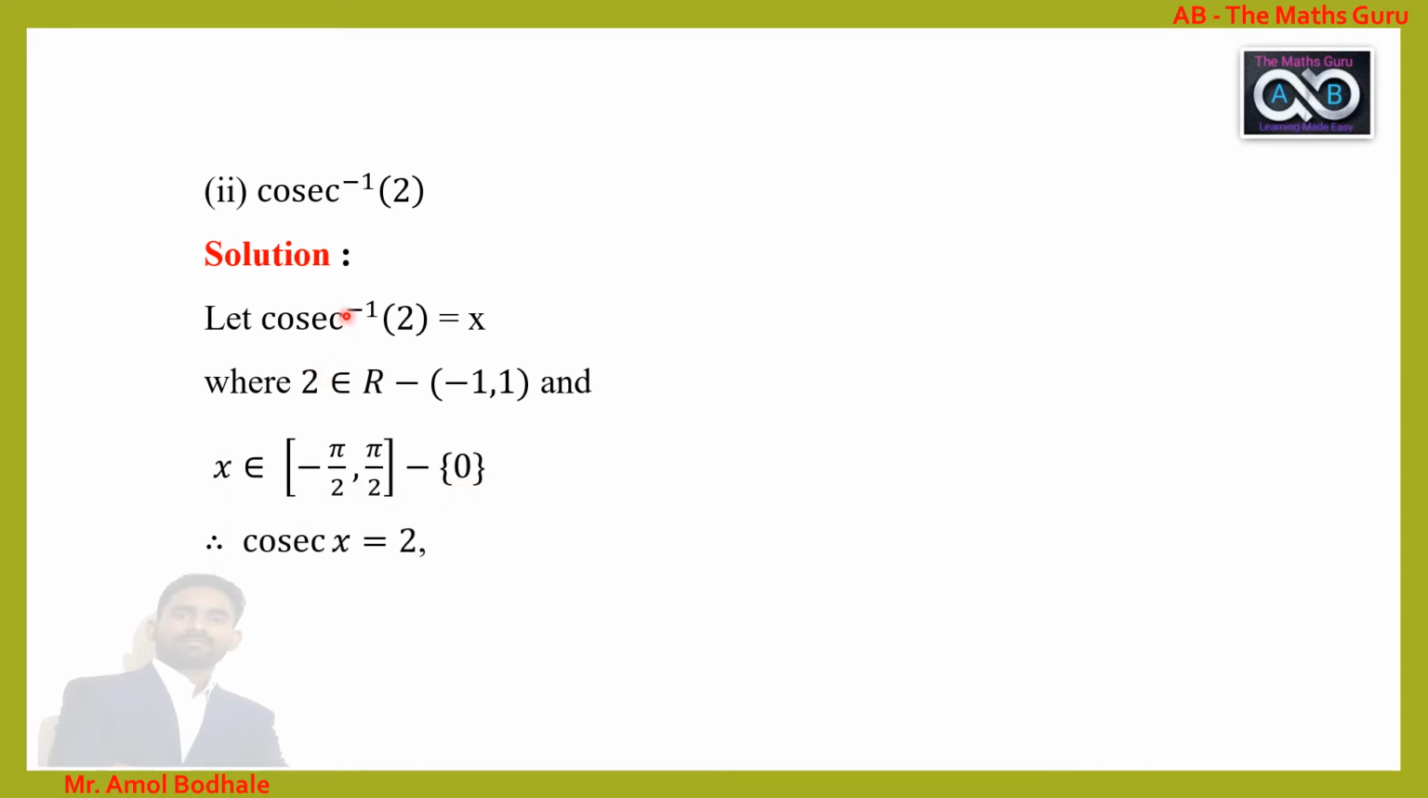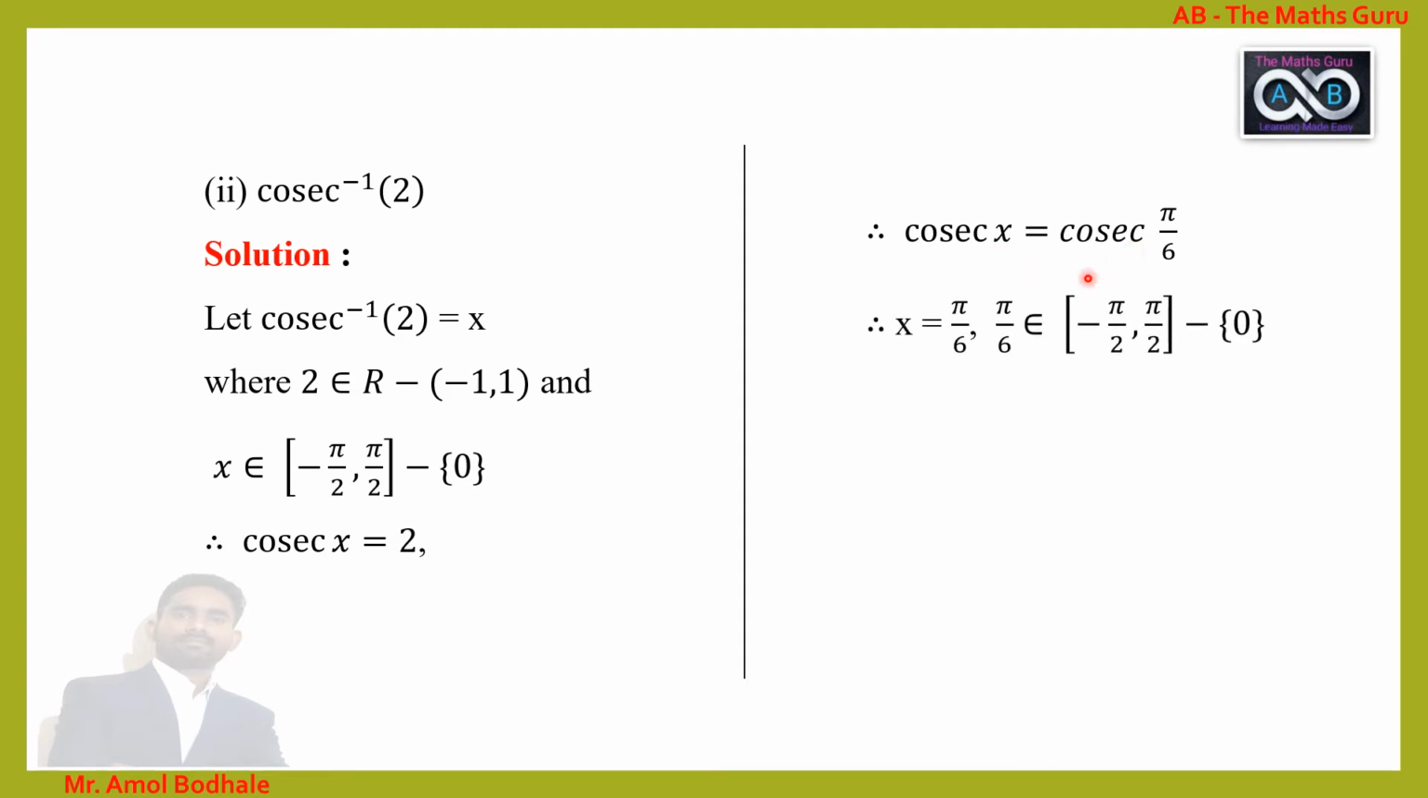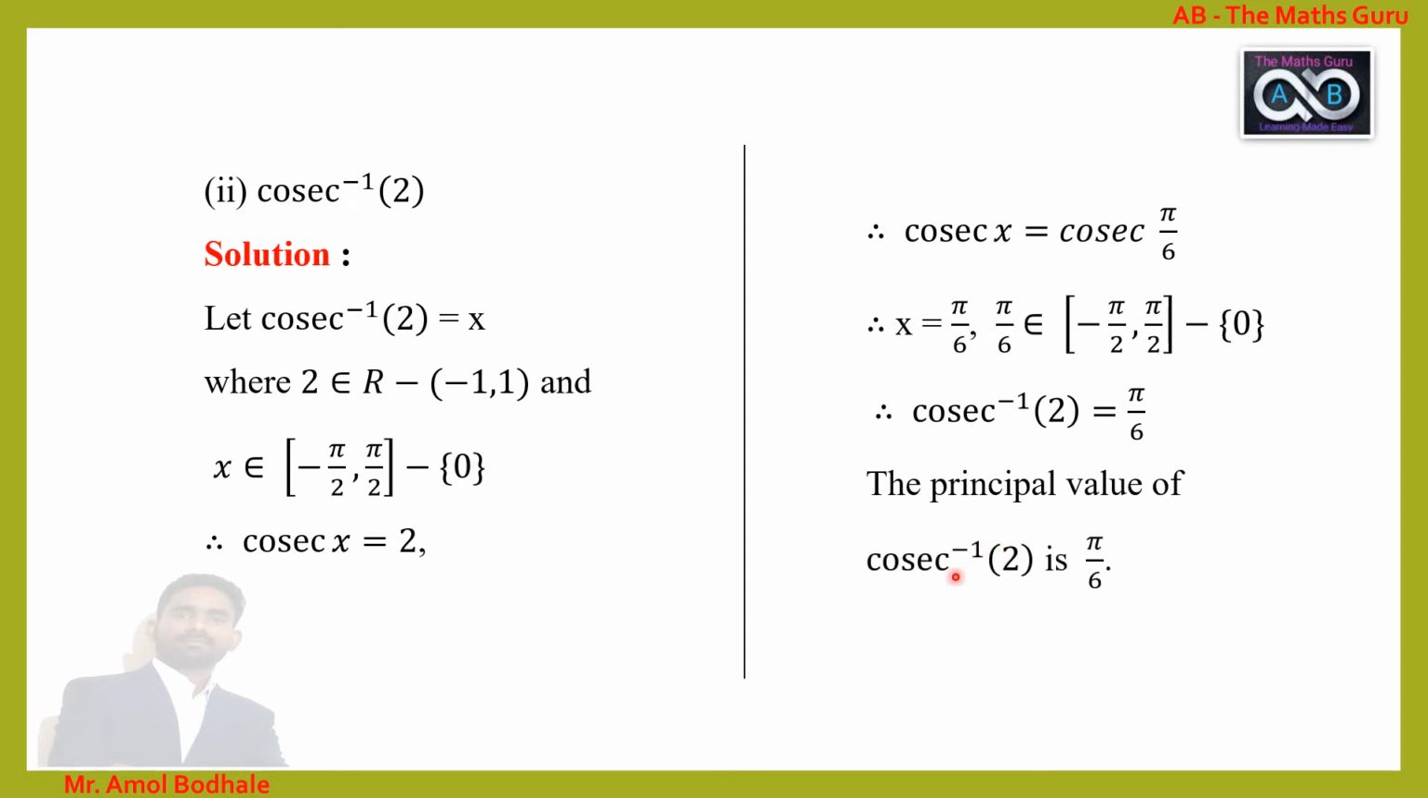Here as cosec inverse of 2 equal to x, therefore cosec of x equal to 2. As we know cosec x is 2 for cosec of pi by 6. So we can write x is equal to pi by 6, where this pi by 6 belongs to the range of cosec inverse, which is the principal branch, that is pi by 6 belongs to the closed interval minus pi by 2 comma pi by 2 except 0. So therefore cosec inverse of 2 is equal to pi by 6. So the principal branch value of cosec inverse of 2 is pi by 6.